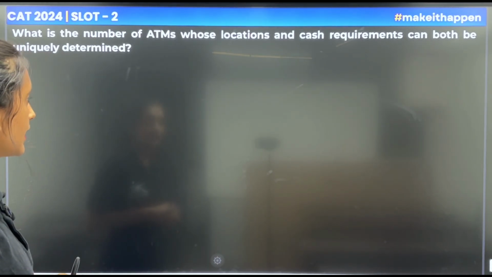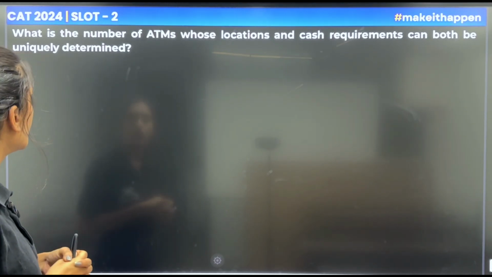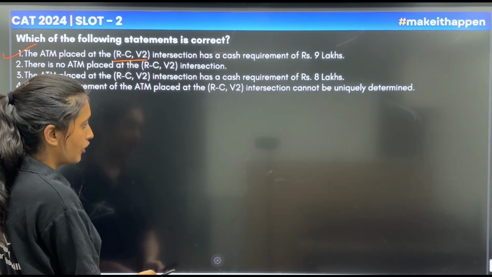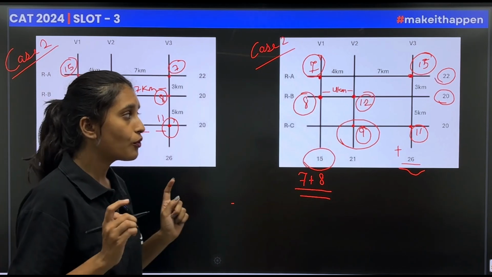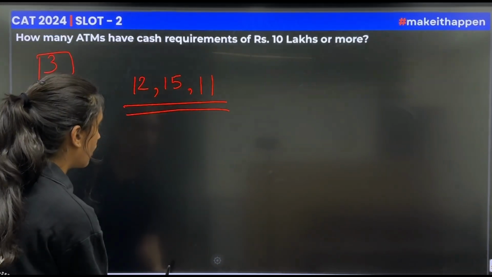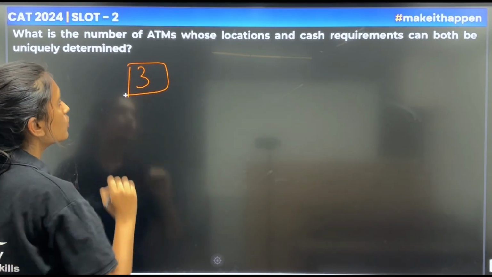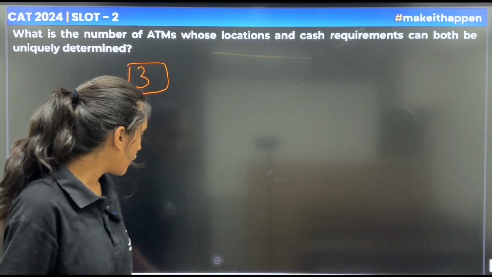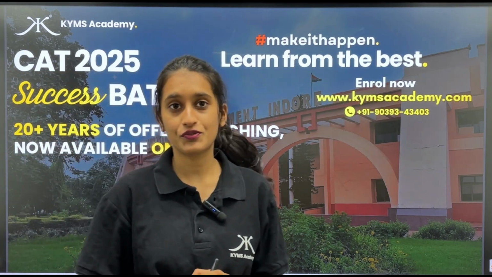What is the number of ATMs whose location and cash requirements can be both uniquely determined? Okay, so there were 3 ATMs, 12, 9 and 11, which in both the cases had the same position. So there are 3 ATMs whose location and cash requirements can be uniquely determined. I hope that's clear to you. Okay, so here we are finished with the set.